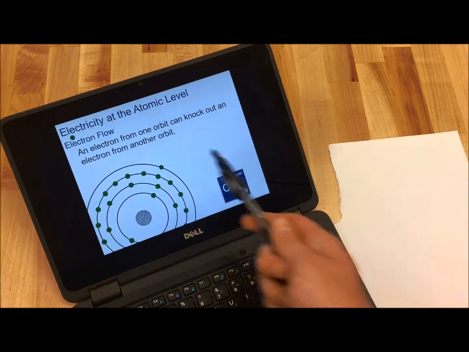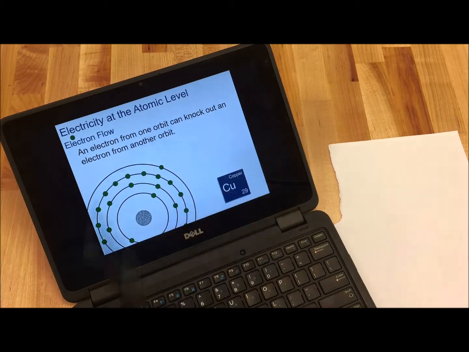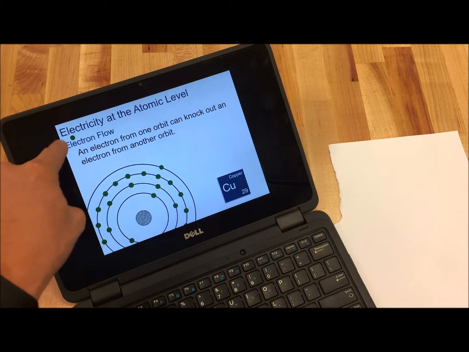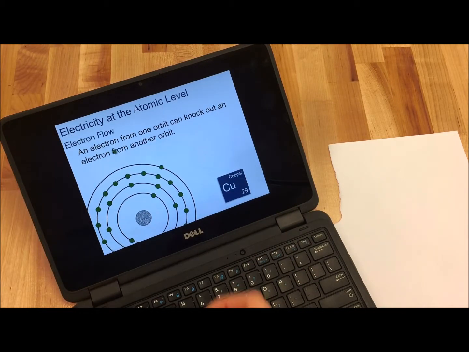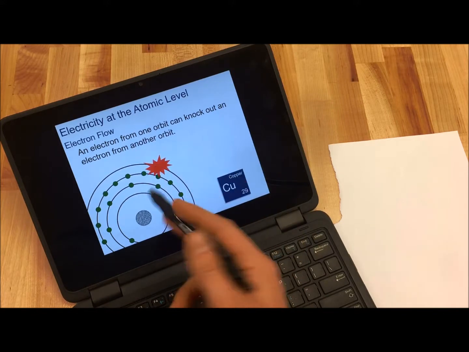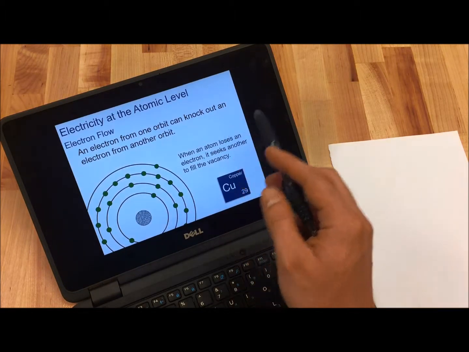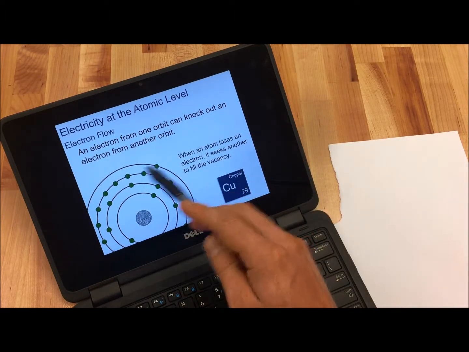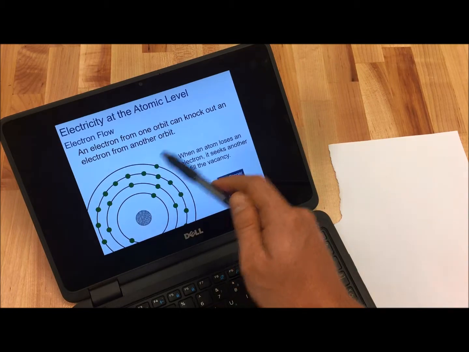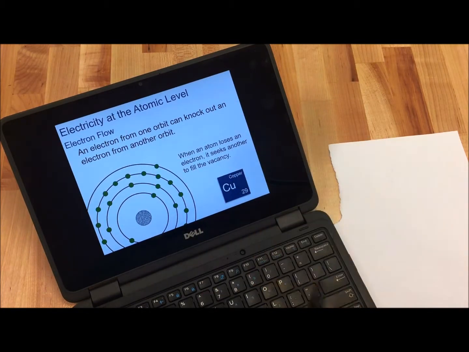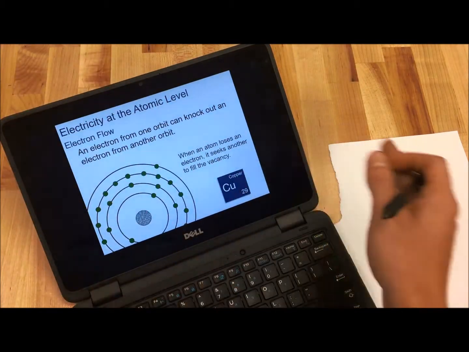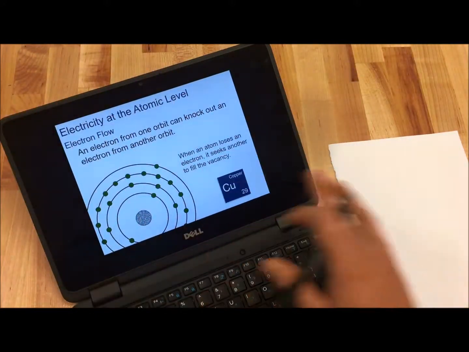Electron flow is where an electron from one orbit can knock out an electron from another orbit. So this little green dot, if you watch real close, I'll have a nice demonstration. Comes in, knocks the other one, hits it out of the park, home run. When an atom loses an electron, it seeks to fill it with another vacancy. And so these electrons are moving from element to element.